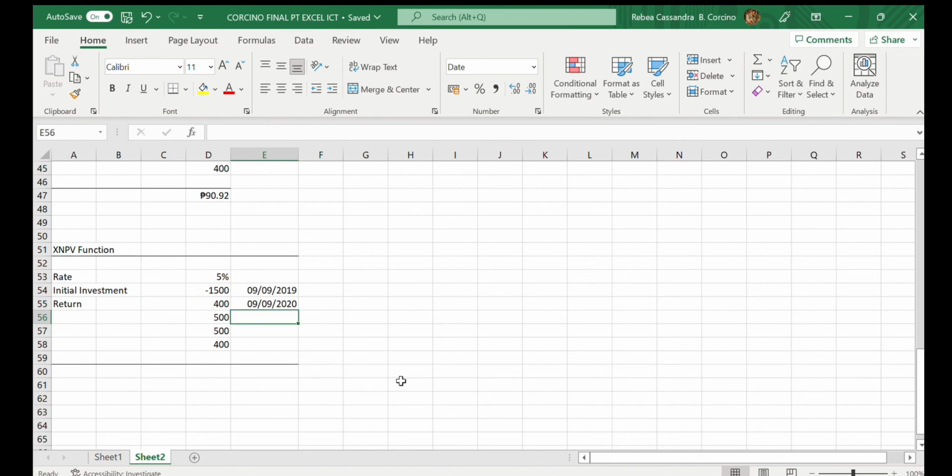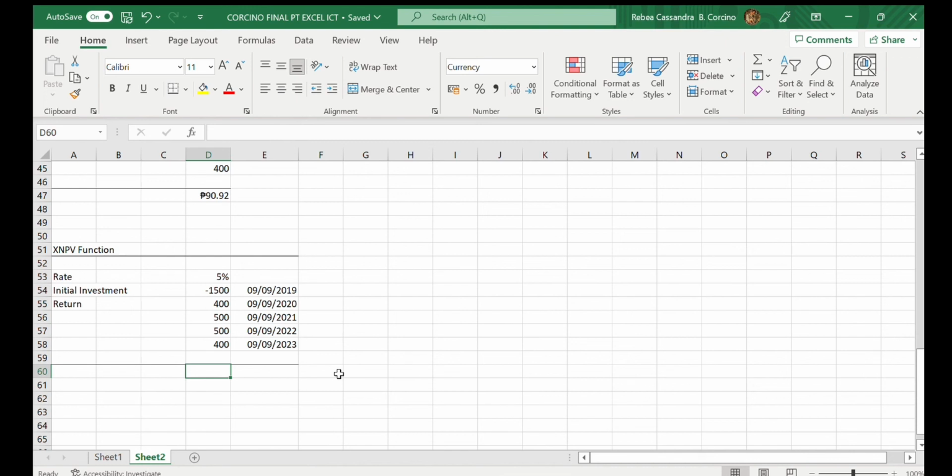The second return at 2021, 2022, and the last return would be at 2023. So there we go. So we already have our given ready.